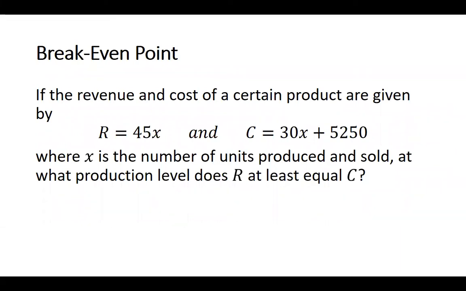So the break-even point: if the revenue and cost of a certain product are given by R equal to 45x and C equal to 30x plus 5250, where x is the number of units produced and sold, at what production level does R at least equal C? Well, R stands for revenue. That's the amount of money that's brought in. C stands for cost. That's the amount of expenses to make that.